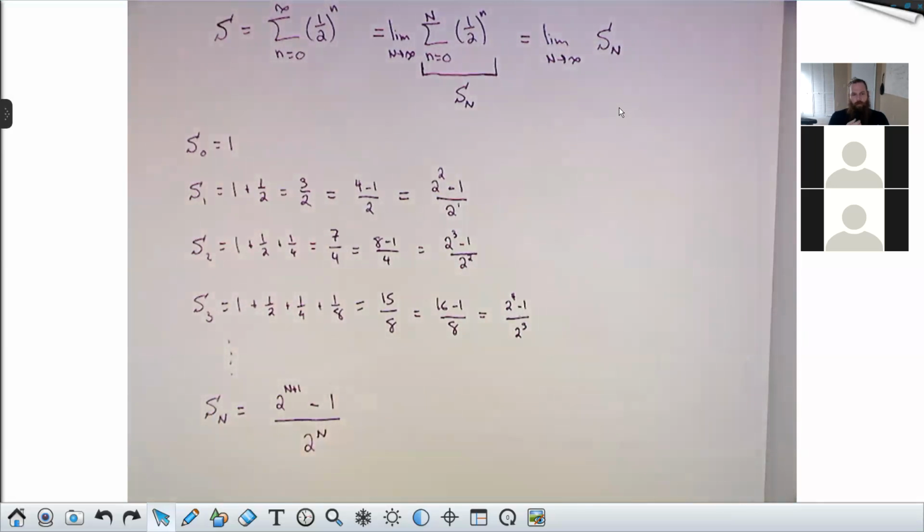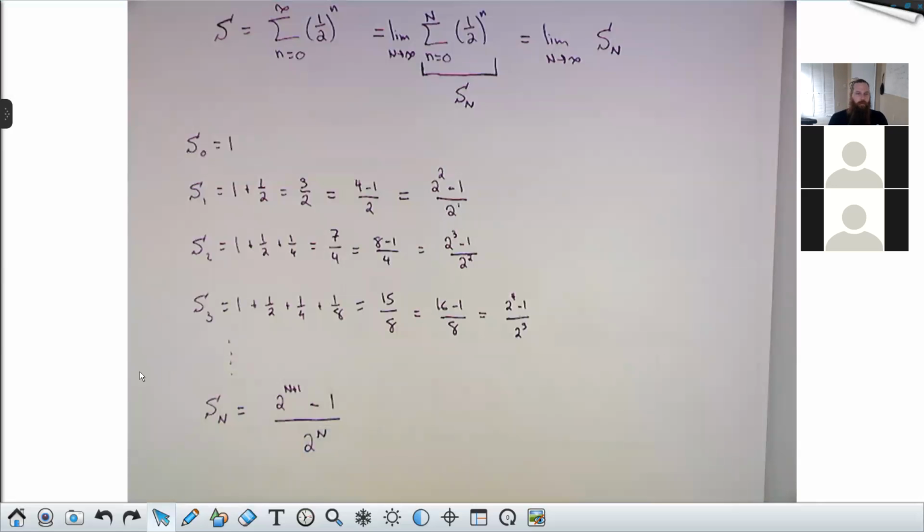I claim that this is true, and that I can use this to come up with the value of the full infinite series. To do that, I'm going to graph this. I'm going to look at this guy for very, very large numbers. What you'll notice is that the top is about twice as big as the bottom. Right? This is like 2 to the n plus 1. This is like 2 to the n. So these are very, very close to each other. It's just that the top, you multiply the bottom by 2 and then subtract 1.